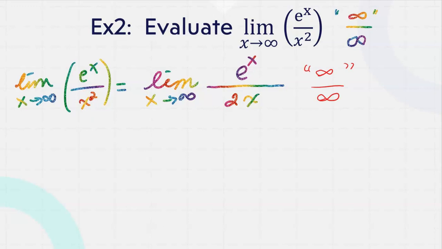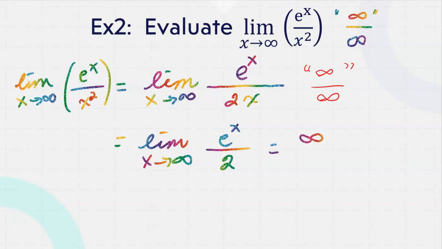So we have the form infinity over infinity. We can then again apply L'Hopital's rule. So this limit is going to be the limit as x goes to infinity of e to the x power divided by the derivative of 2x, which is 2. Now we can go ahead and evaluate that, because when x goes to infinity, e to the x is going to be positive infinity. Positive infinity divided by 2 is still going to be a very large number. Therefore, the limit is infinity.